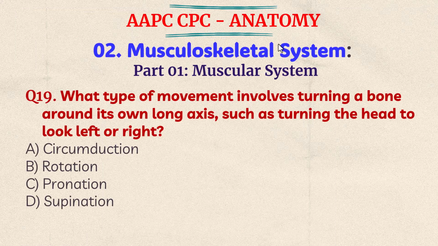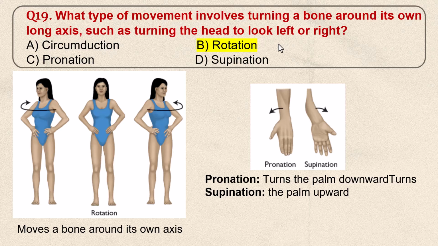Question number 19. What type of movement involves turning a bone around its own long axis, such as turning the head to look left or right? Answer A is circumduction, B rotation, C pronation, D supination. So think of the answer. The correct answer is rotation. When you observe this picture, you can see rotation moves the bone around its own axis. Pronation turns the palm downward. Supination turns the palm upward.